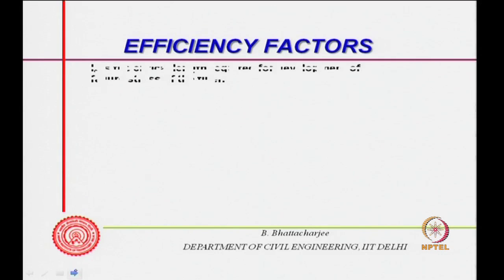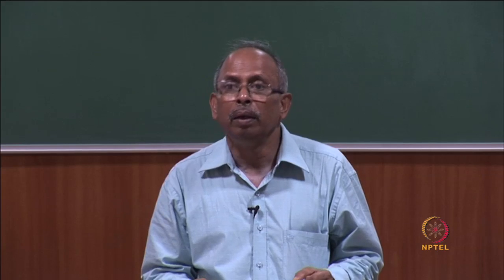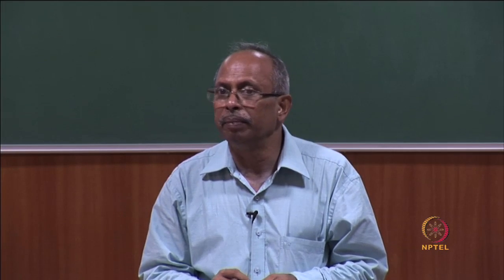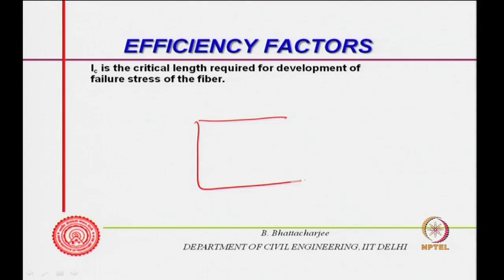Now, first of all, LC is the critical length, and this is required for development of the failure stress of the fiber, because I have the fibers inside the matrix. So, when I apply a pull at the boundary, at the end of the fiber, because they are discrete, they are not continuous, they are discrete. So, if I have, this is my matrix, the fiber starts from here somewhere inside.